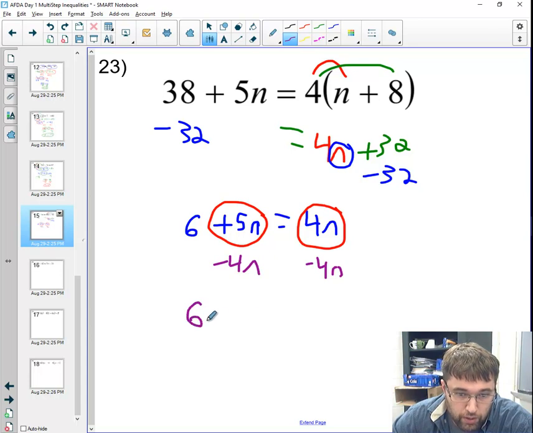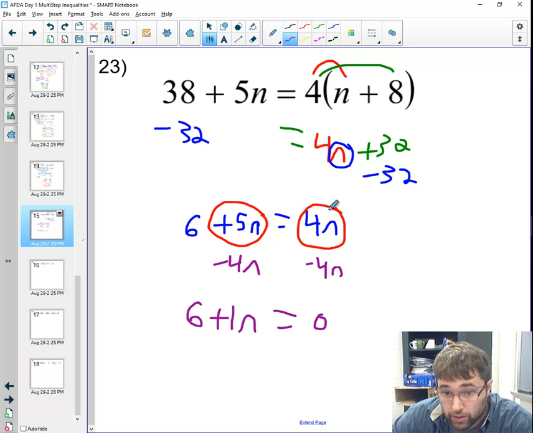And I'm left with 6 plus 1n. You don't have to write the n, equals 0, because these cancel out. This is not just n. This is 0n. 0 times n is 0.